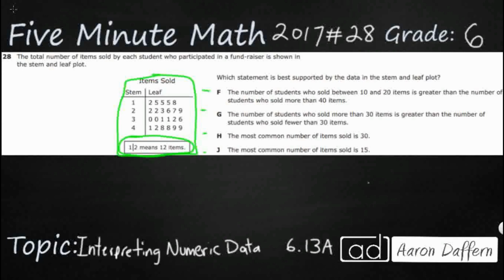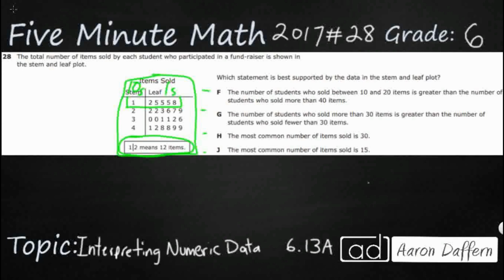So as with most but not every single stem and leaf plot, the stem acts as the tens place, and the leaf acts as the ones place. So if you see it like that, let's just take a look at this first row right here, this first stem. So the stem of 1 means that's going to be in the tens place. So I've got a leaf of 2, 5, 5, 5, 8.